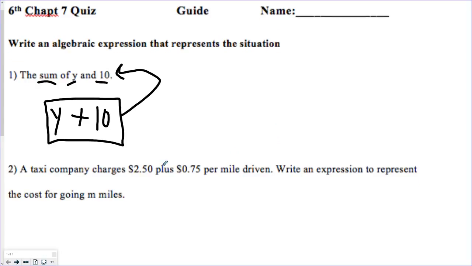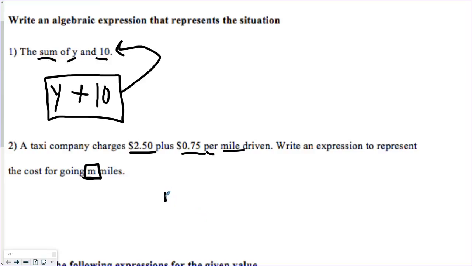The next one's a little bit trickier. A taxi company charges $2.50 plus 75 cents per mile. Write an expression to represent the cost for going m miles. So we have our variable right here, m. So m represents the miles. So unlike this one, I'm going to start with my variable, m. Now, I want to write an expression to represent the cost. So I want this expression to show me how much money I'm going to pay.